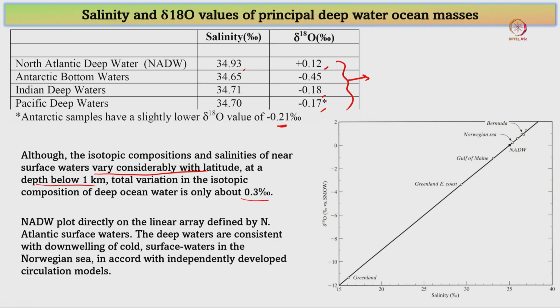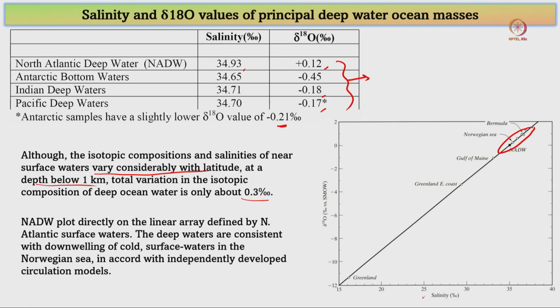And when we plot the data, here is a plot of the salinity against the delta 18O value. Here we plot the surface ocean water, the major North Atlantic ocean masses. It shows that the NAW directly plots on top of this line, which is like a mixing of different waters.